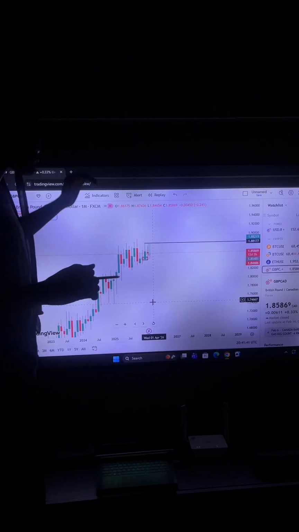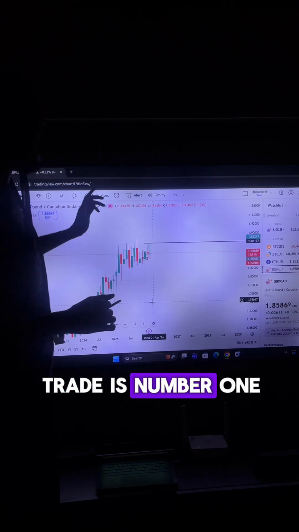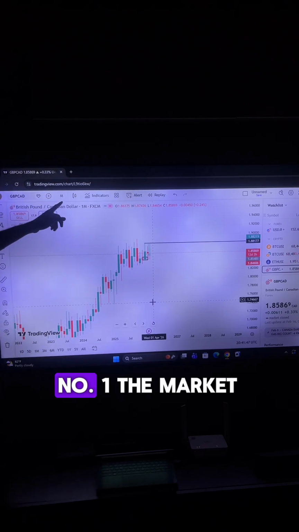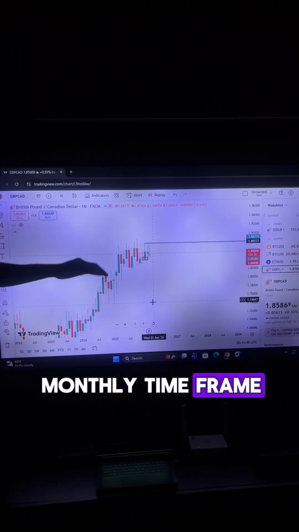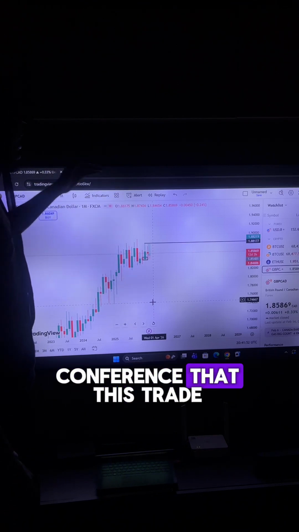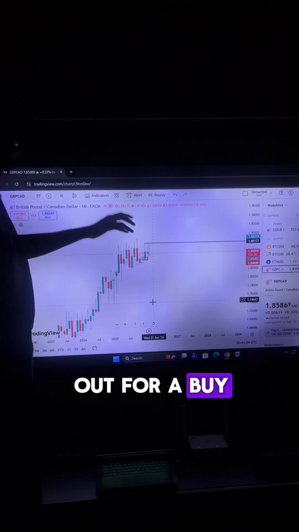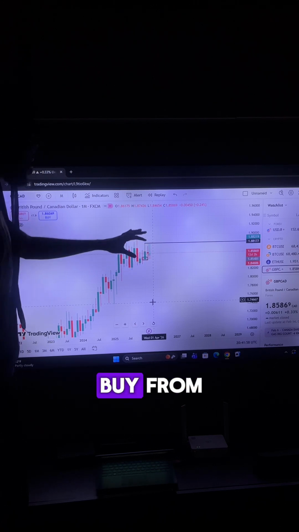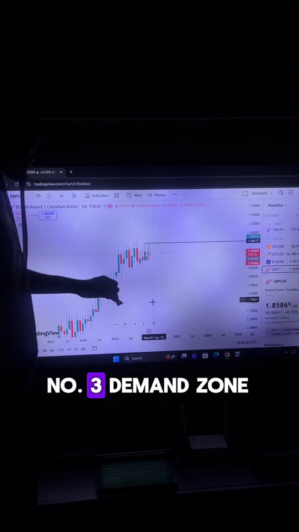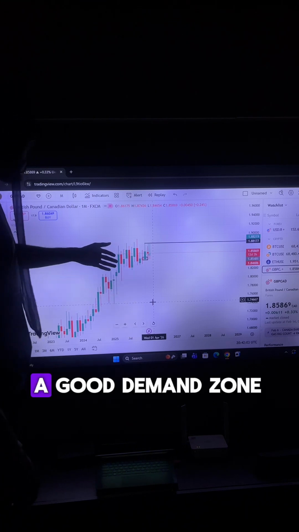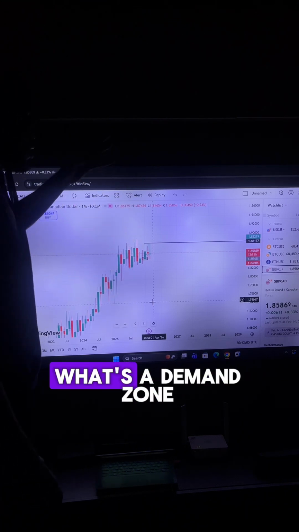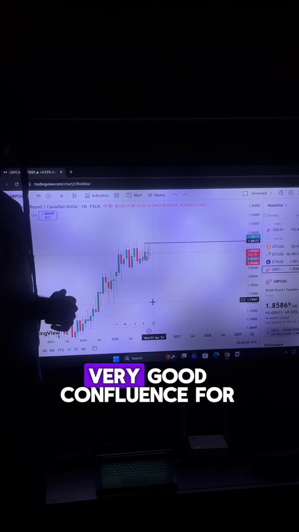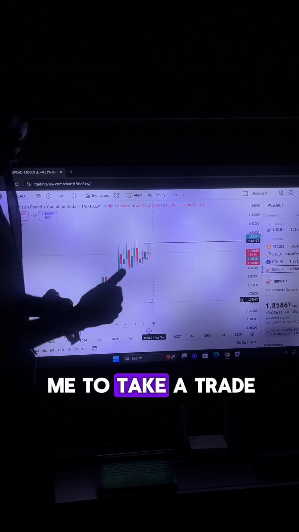Things I actually saw before I took this trade: number one, the market is bullish on the monthly time frame. So that was my first confluence that I should be looking out for a buy. Number two, we're at a low point I could be looking to buy from. Number three, a good demand zone, as you can see. At the demand zone, I could buy. So those three confluences alone are very good for me to take a trade.